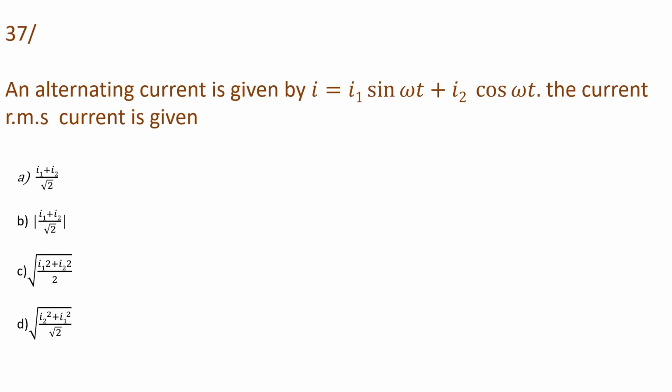Then here is our next question. An alternating current is given by I equal to I1 sin omega t plus I2 cos omega t. The RMS current is asked, and the options are I1 plus I2 by root 2, mod of I1 plus I2 by root 2, root over of I1 square plus I2 square by 2, and the fourth option is root over of I2 square plus I1 square by root 2.